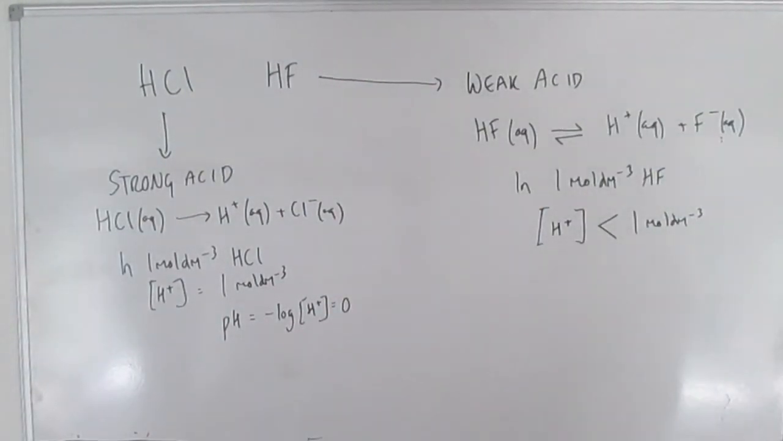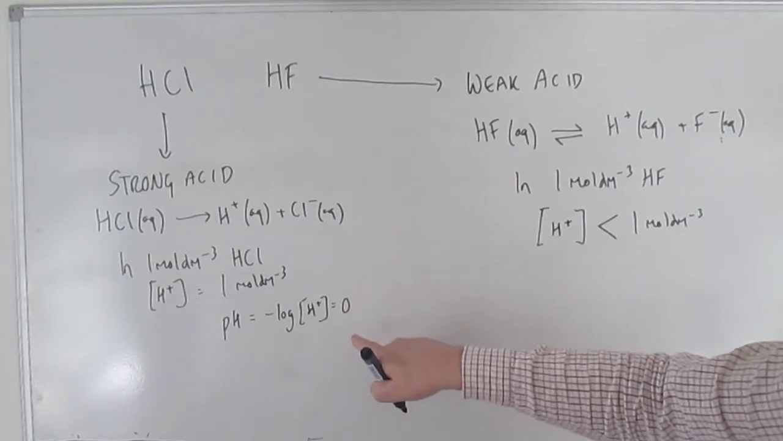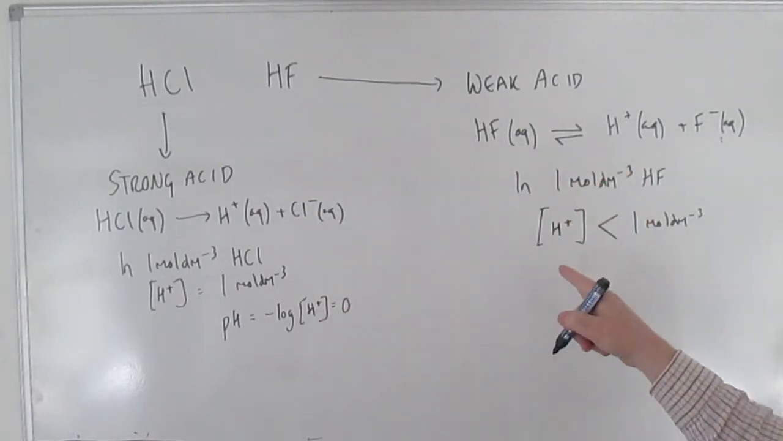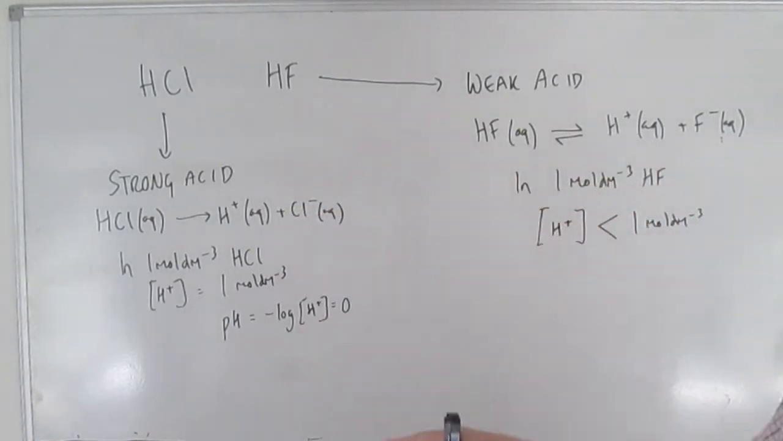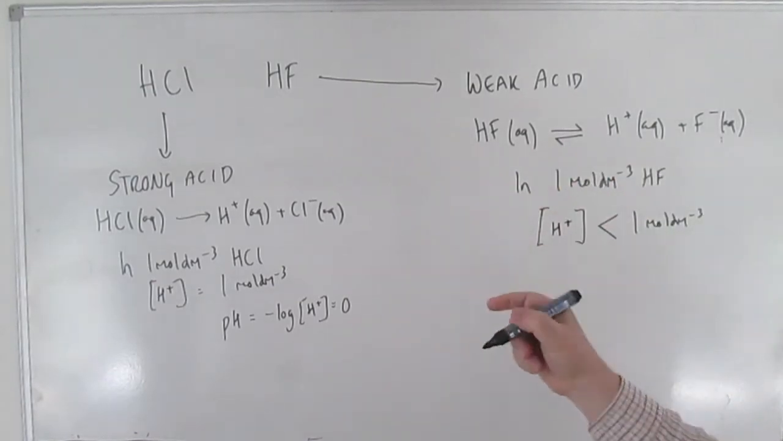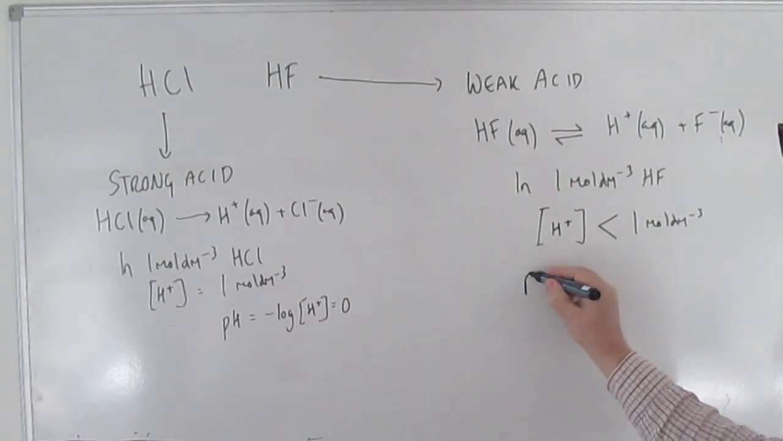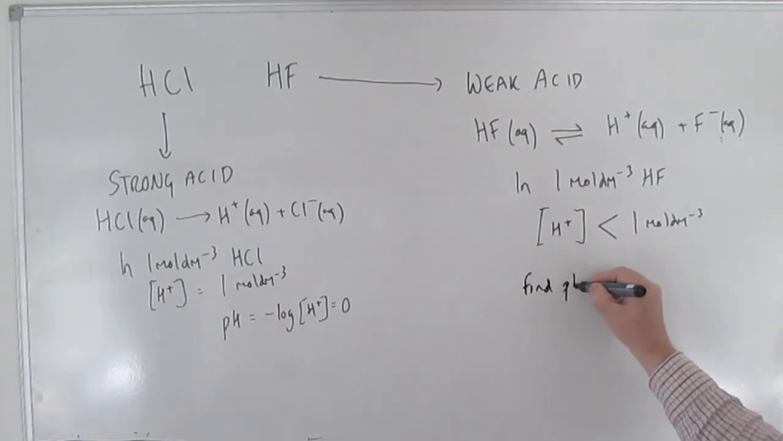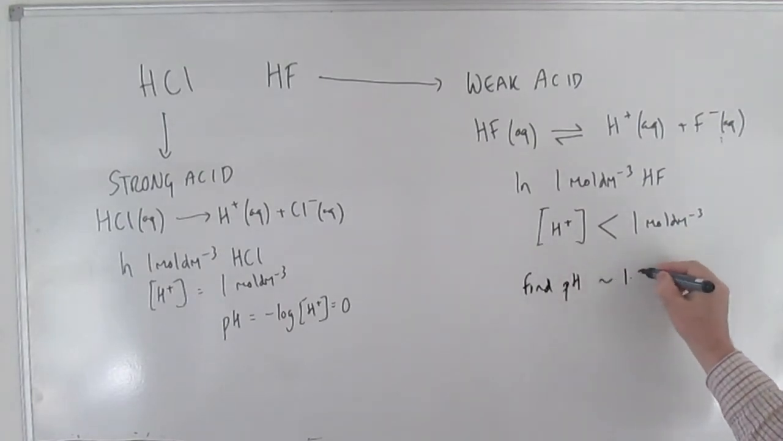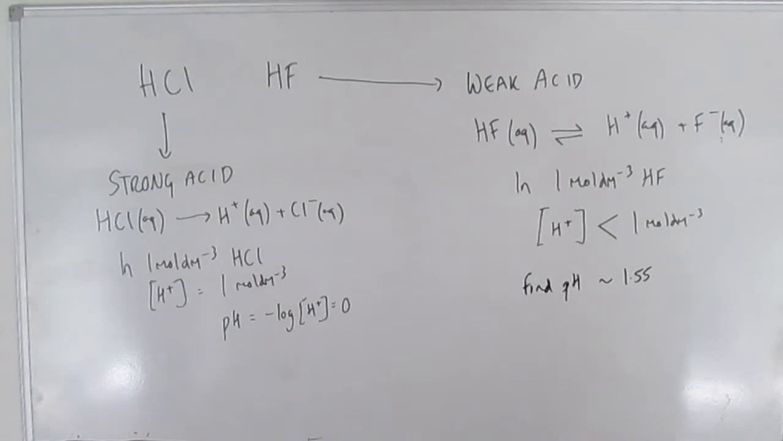If you do the experiment, you find that the pH, instead of being 0, which we would get if this was a strong acid, because it's the same concentration of acid, 1 mole per dm cubed, instead of pH 0, you find that the pH is about 1.55. Okay, so it's significantly higher.